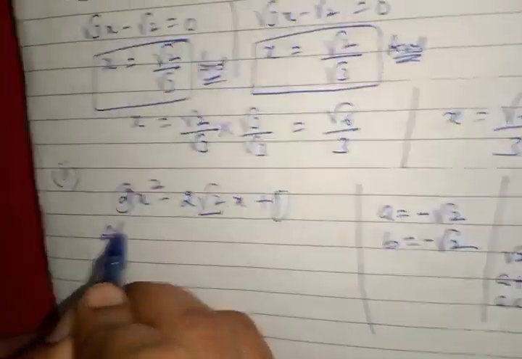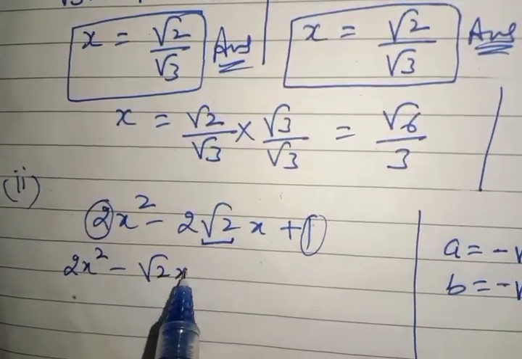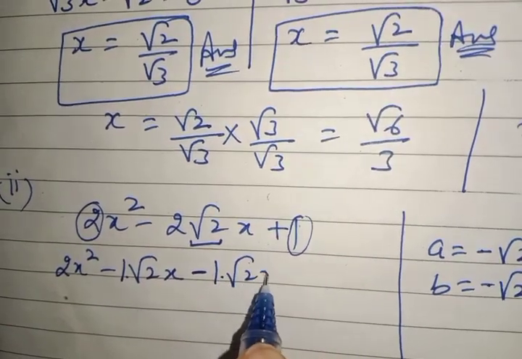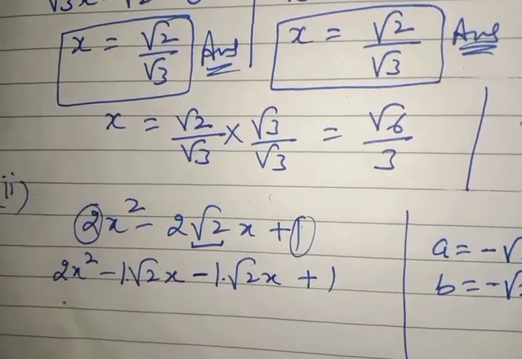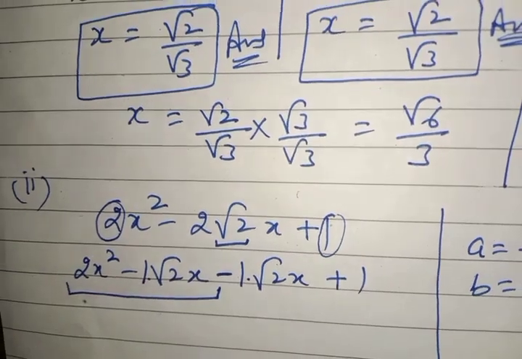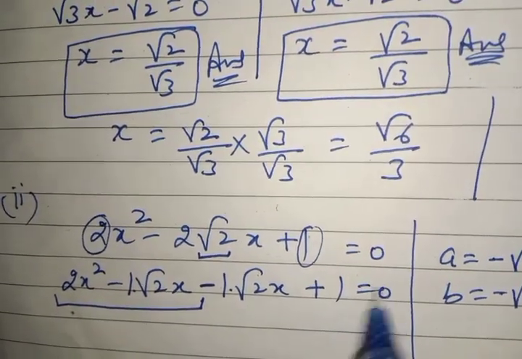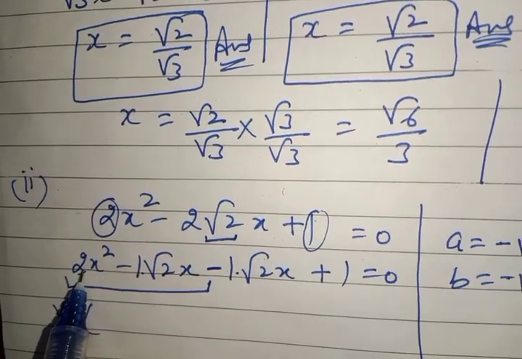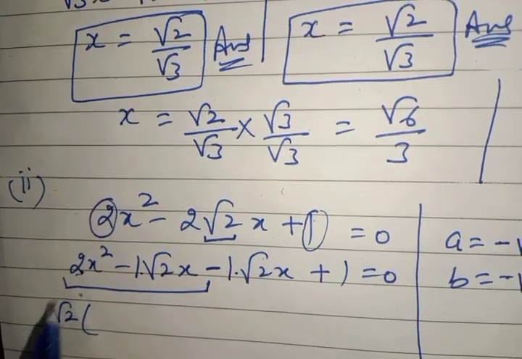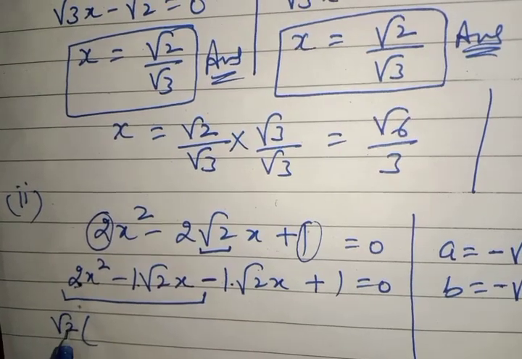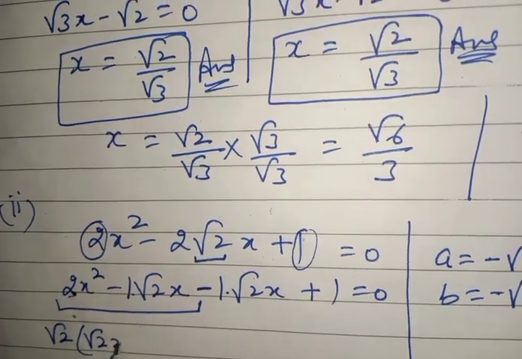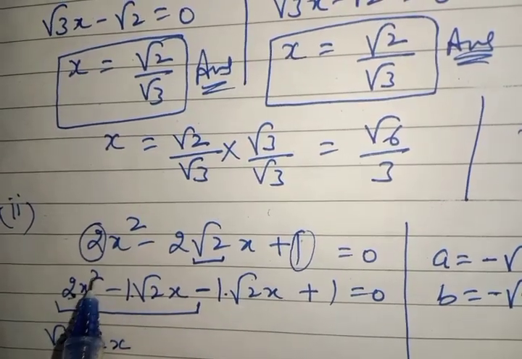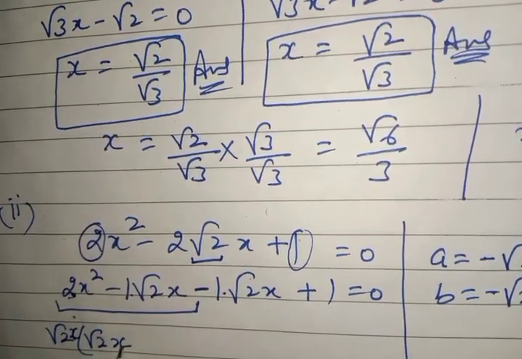So we can write this as 2x square minus root 2x minus root 2x plus 1. Out of these two, what is common? Root 2 is common, because 2 means root 2 multiplied by root 2. So if root 2 is taken out, what is left? Root 2 is left. Sorry, x also is common. Out of these, x is taken out, so x will be left.